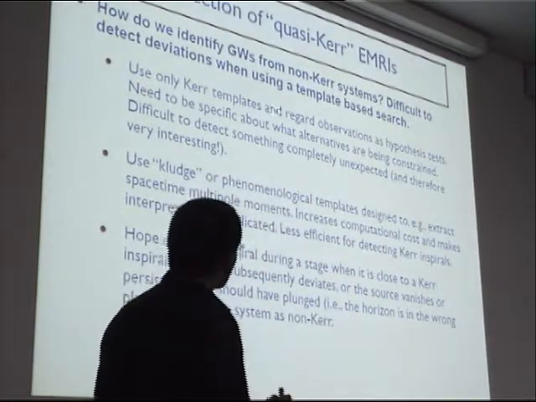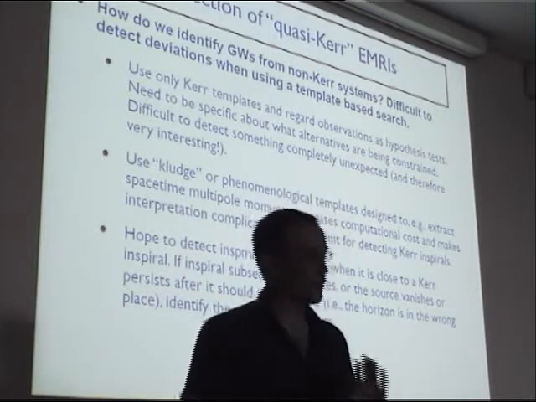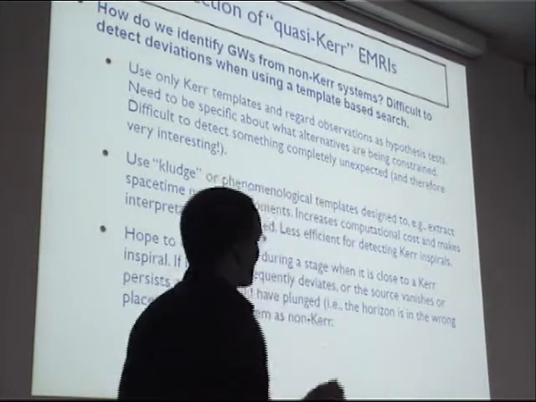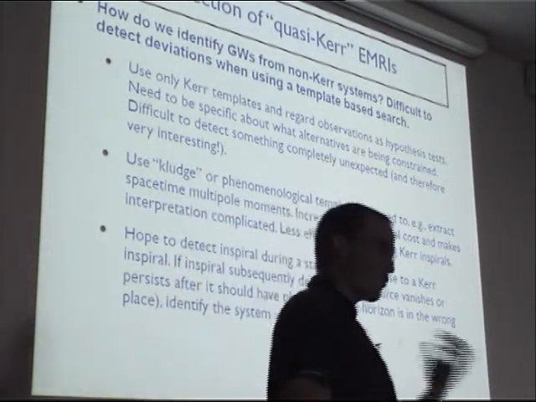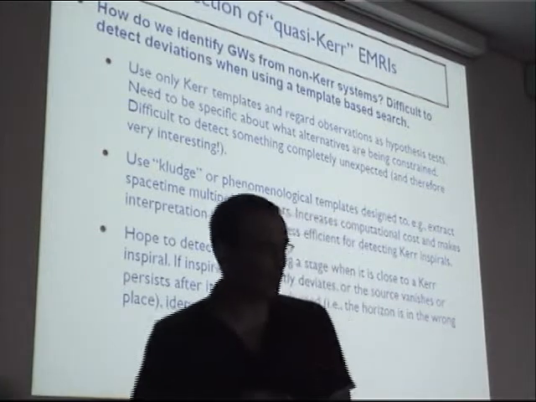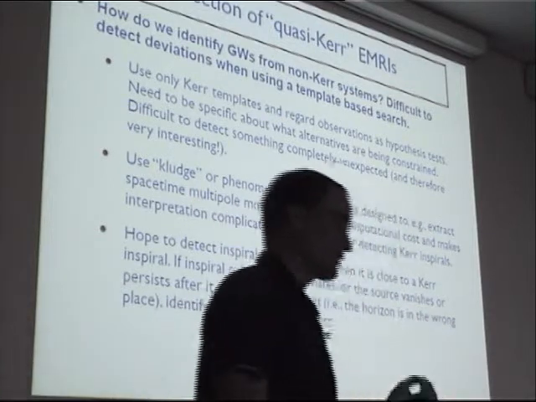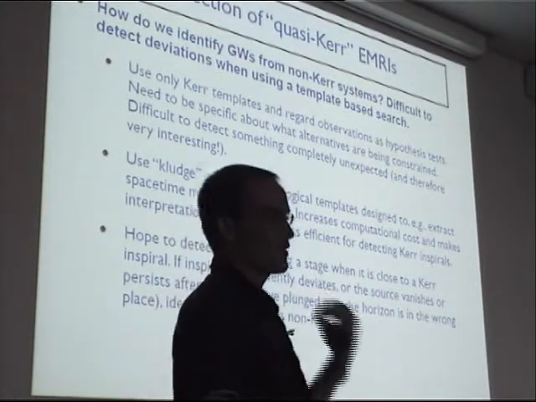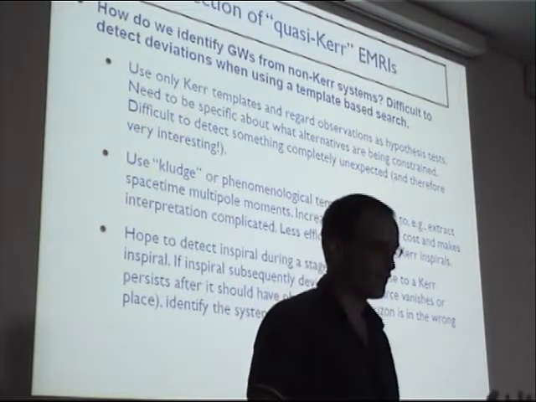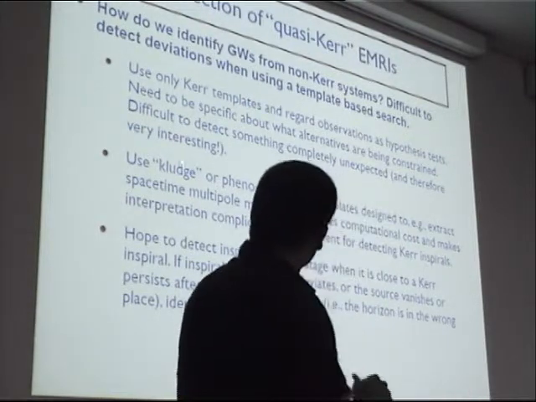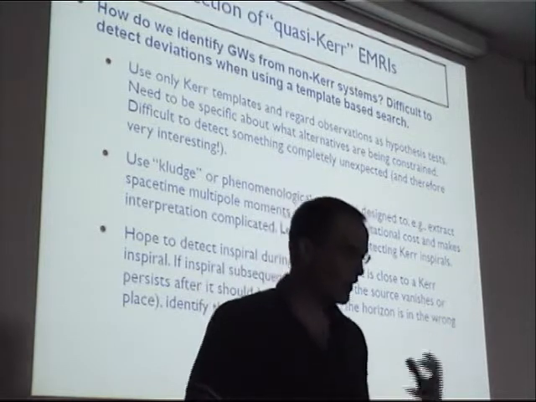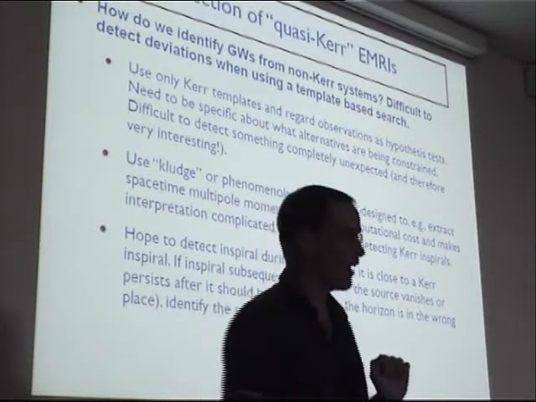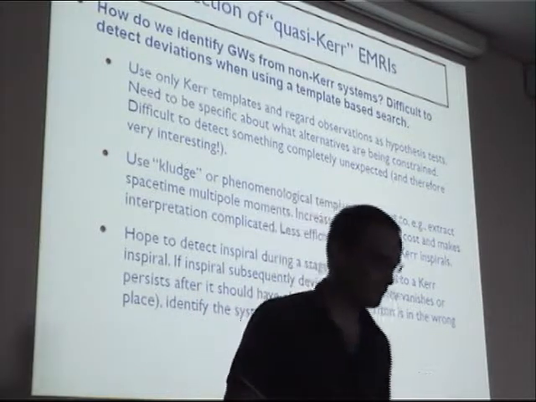So one approach would be to stick with Kerr templates and only regard our observations as hypothesis tests. Then we can do things like these Fisher matrix analyses to say, if we observe something that gives us a very good overlap with a Kerr inspiral template, how much could the multipole moments differ from Kerr and still give us the overlap we see with that particular template? But you need to be specific about what alternatives you are constraining in this way, and it's very difficult to detect something that's completely unexpected, and which would therefore be very interesting.